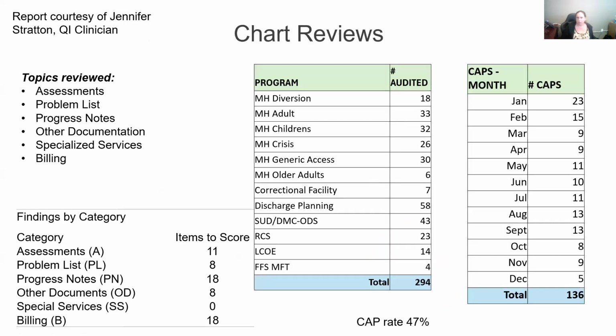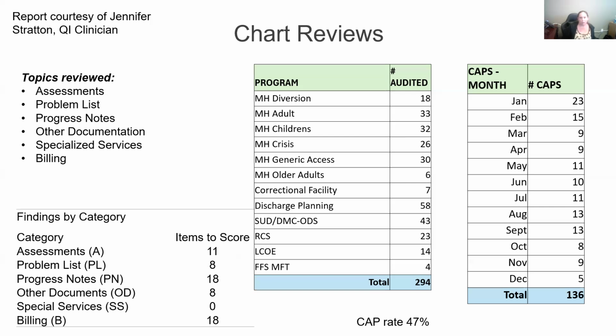Chart reviews. So I really wanted to give you guys a better synopsis of the chart reviews, and I think I actually put this on our agenda for the next meeting because I really want to have some time to process our effectiveness in terms of how we're meeting these different topics, but I didn't have the time to prepare it for this meeting. So what I thought I would do instead, we go over the topics that Jennifer Stratton evaluates when she's conducting chart reviews, and then discuss the metrics for how many chart reviews have been completed in comparison to how many caps are being issued.